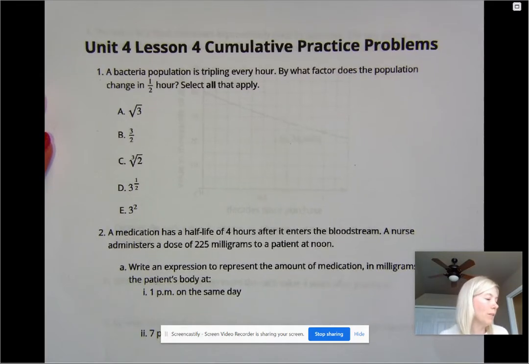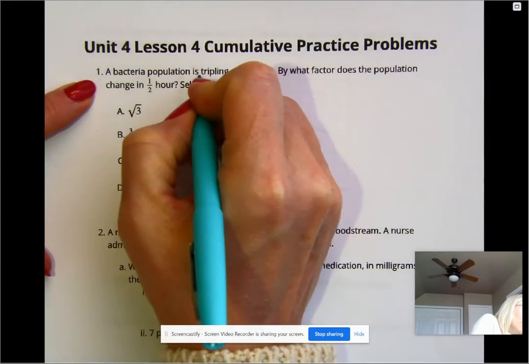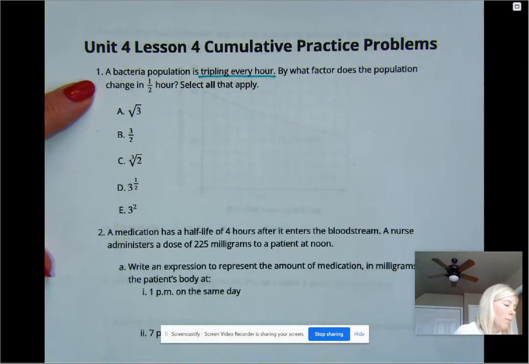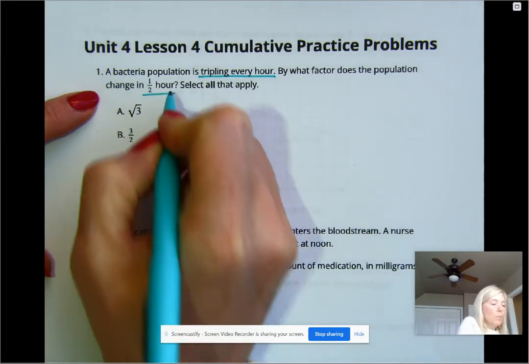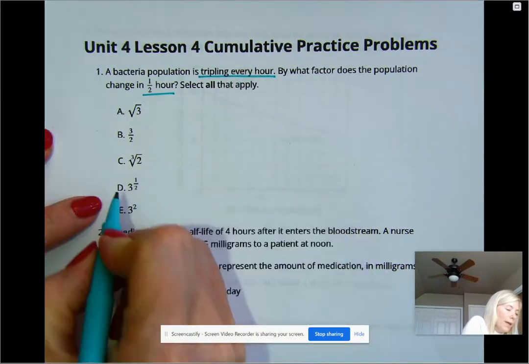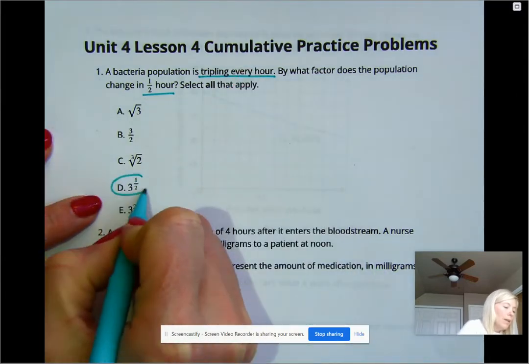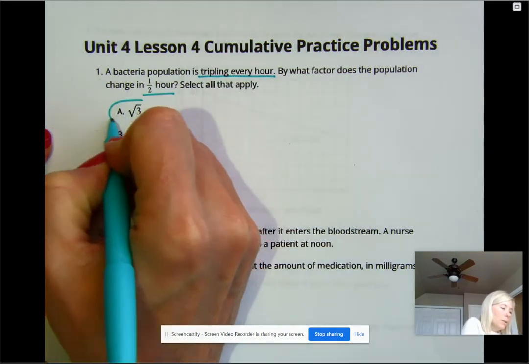So number 1, a bacteria population is tripling every hour. By what factor does the population change in half an hour? So if it's tripling every hour, then in half an hour it would be 3 to the 1 half. And 3 to the 1 half can be represented also as the square root of 3.